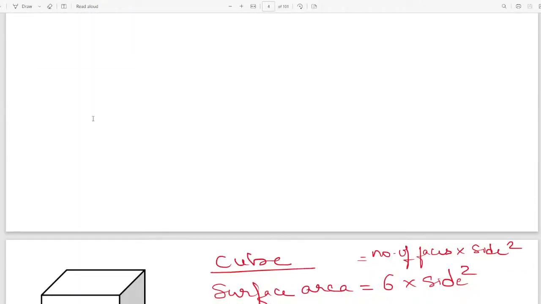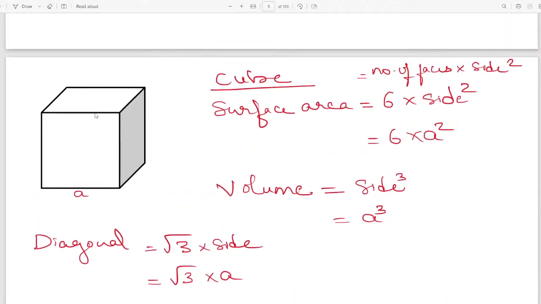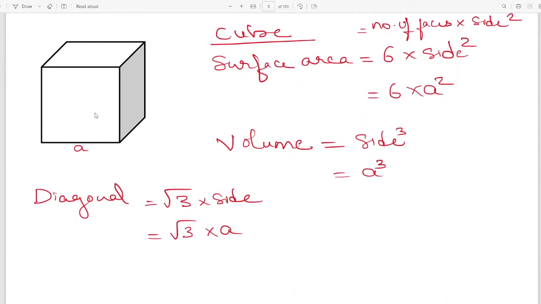So to make the matter simple, I've already written it. I'm sorry, I've taken the liberty to write it already.